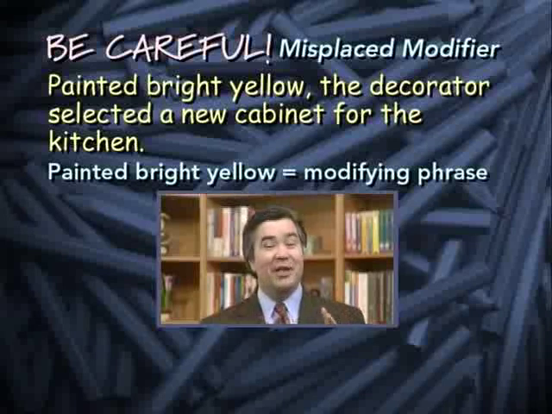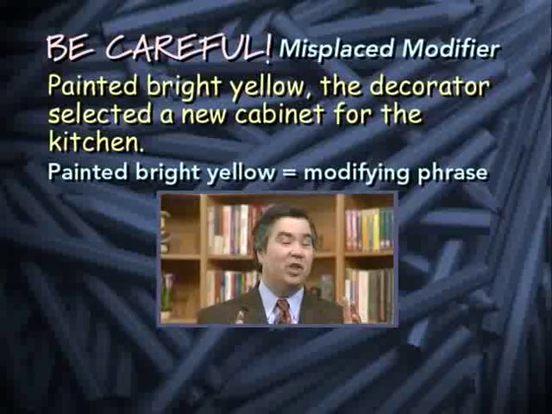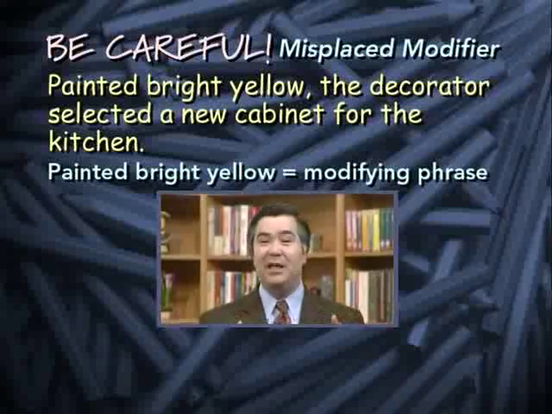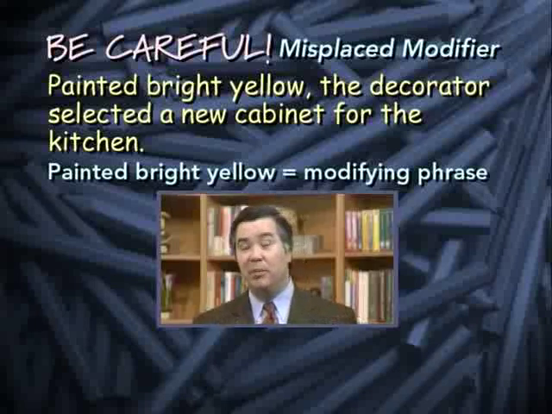Painted bright yellow, the decorator selected a new cabinet for the kitchen. It doesn't really make sense, and it's a little bit confusing. It causes the reader to pause just a second to get his or her bearings and figure out what's actually being said, and that's not the kind of effect you want your writing to have.